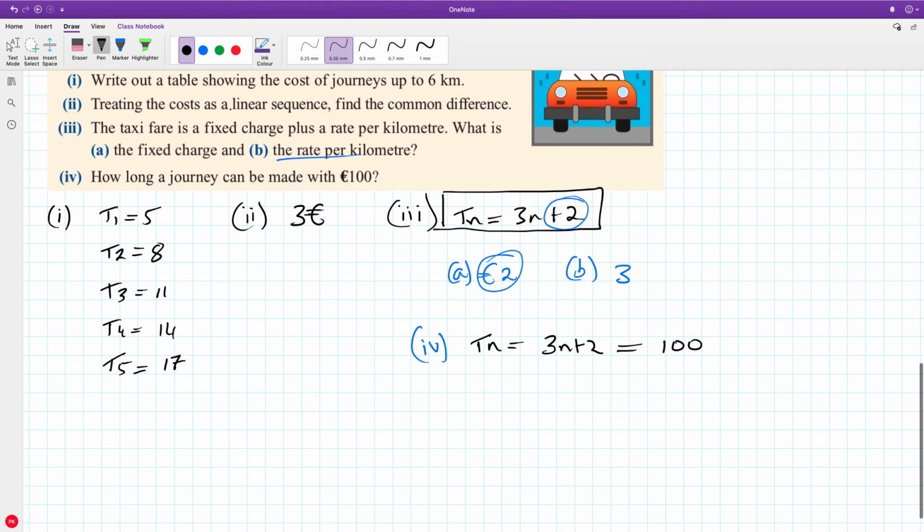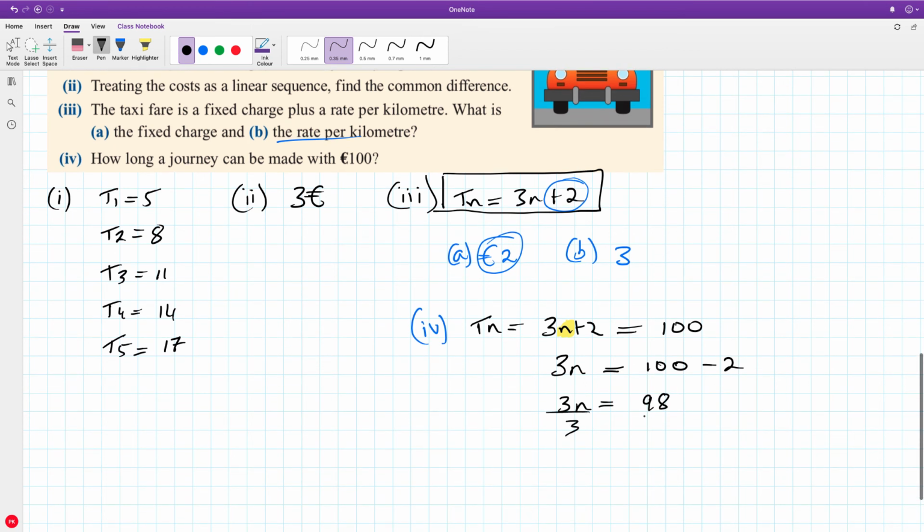So I want to find out, what am I looking for? I'm looking for n, because n is going to tell me the number of kilometres I travel, isn't it? So it's like algebra. No matter how far you run in maths, you can't get away from it. 3n is equal to 100 minus 2. Bring your 2 over. 3n is equal to 98, divide both sides by 3. N is equal to 98 divided by 3.